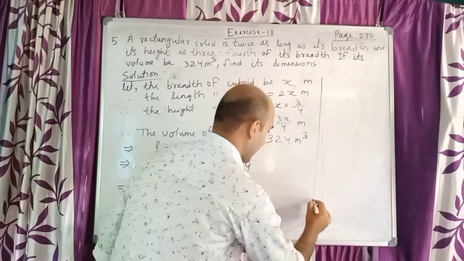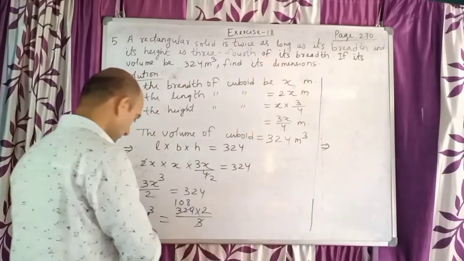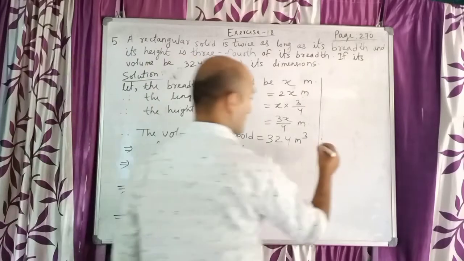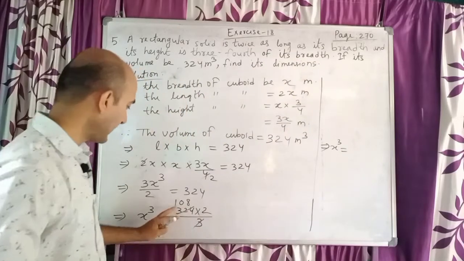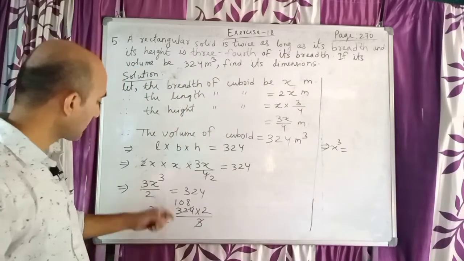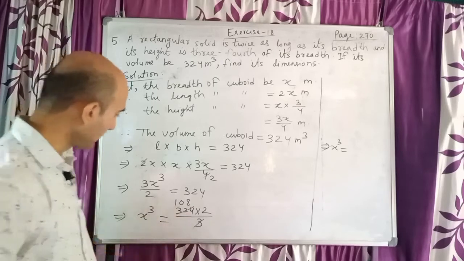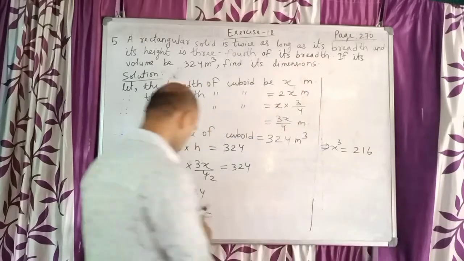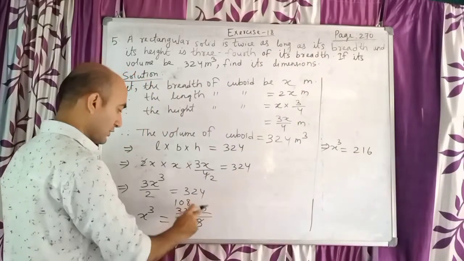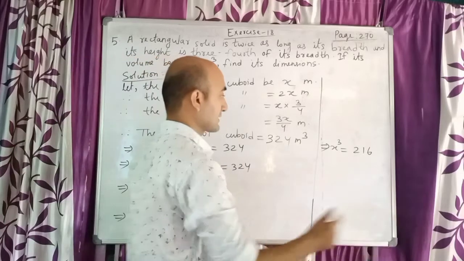Now I am lacking space, so I am going this side, children. Here I will be writing the next part: x cube equal to 108 into 2. You can multiply, or you can write it this way also. Let me multiply and my result will be 216. 2 8s are 16, 6, 2 0s are 0 and 1, 1, 2 1s are 2, 216.